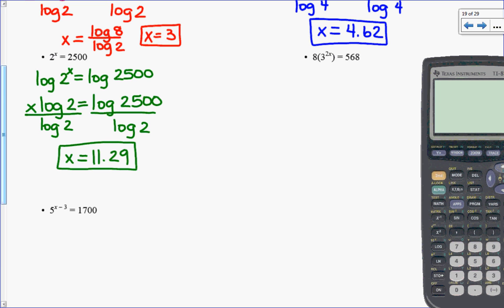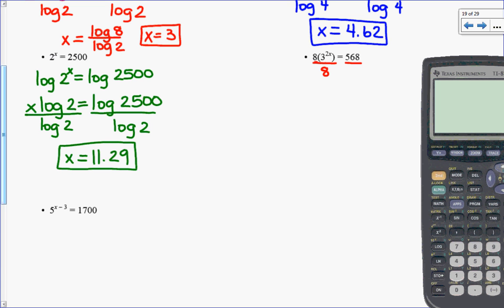Okay, my next example says 8 times 3 raised to the 2x equals 568. Well, how is this one different from the other examples that I've done so far? Right, it's got this extra value of 8 out front here. It's not just a straightforward 3 raised to the 2x equals 568 like all the other exponential equations have been. So really, I need to deal with this 8 first. So I'm going to divide that 8 out.